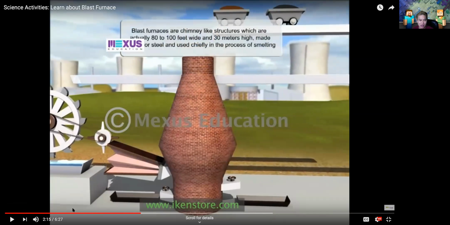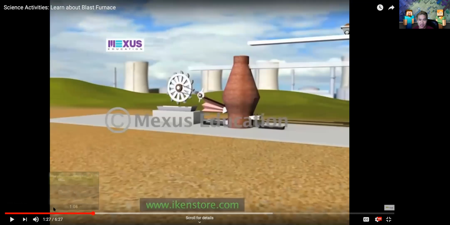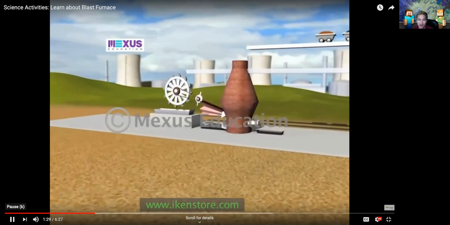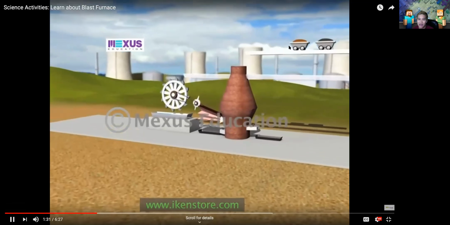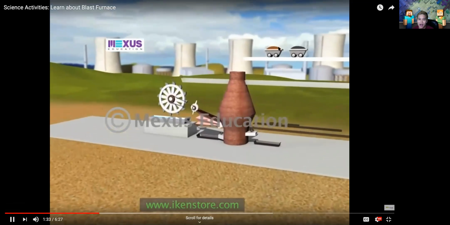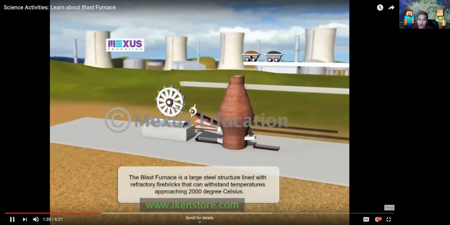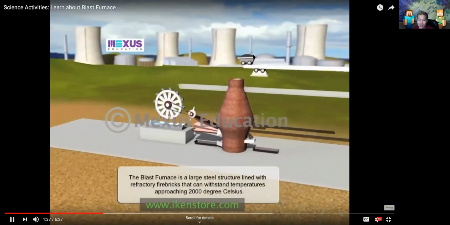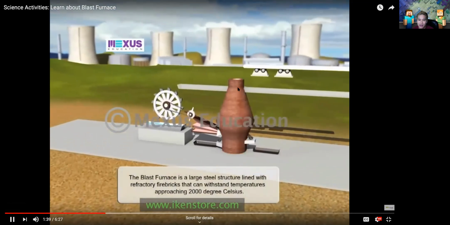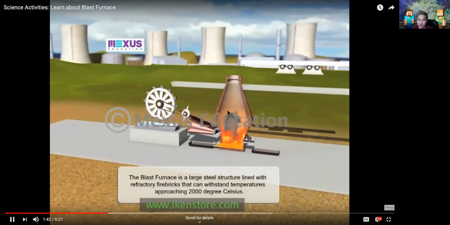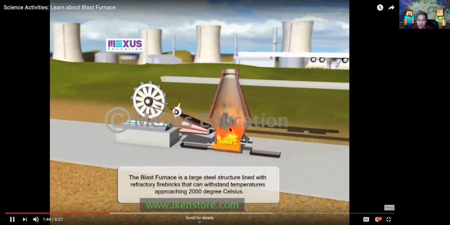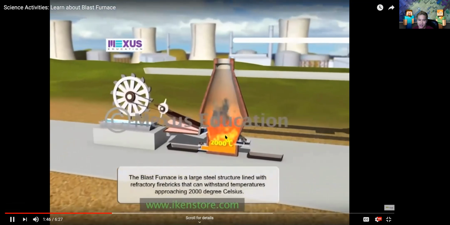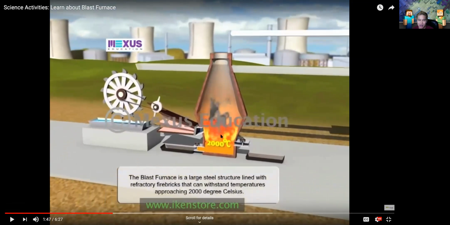So as you can see here, these are fire bricks that can withstand temperature. Here, it's very hot. So as you can see, metals are put here in the blast furnace.